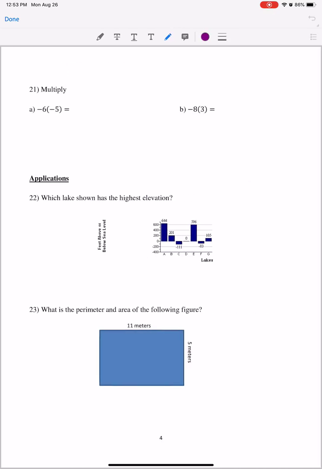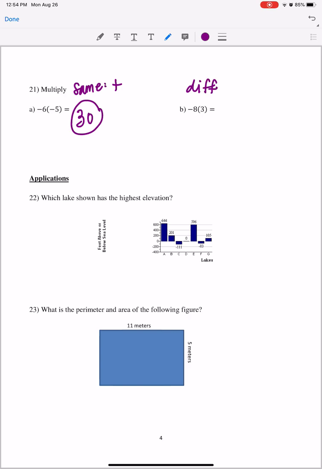Okay, multiply. When you're multiplying and you have the same signs, that's always going to be positive. So negative 6 times negative 5 is going to be a positive 30. 6 times 5 is 30. 2 negatives make a positive.